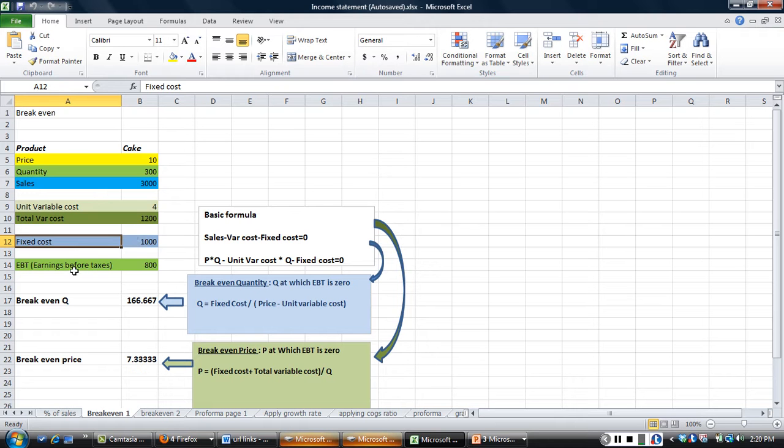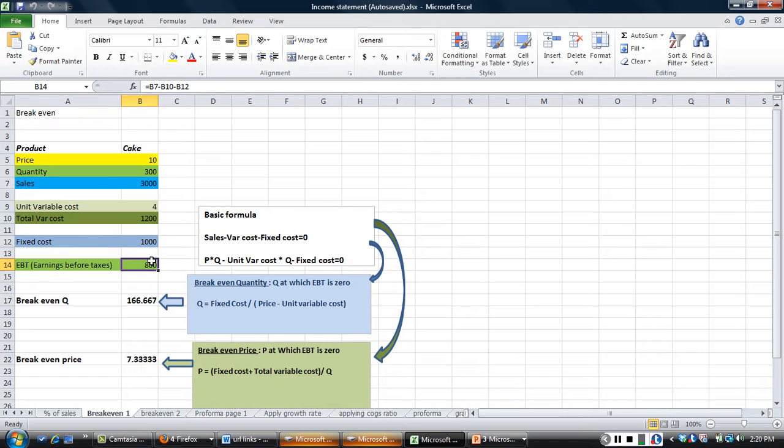Now, to see what the earnings before interest and taxes are, how would we do that? We take our sales, which is 3,000, which is B7, subtract from it our variable cost, which is B10, up here as you can see, subtract from it a fixed cost, which is B12, and we get a profit. So right now we're making a profit.